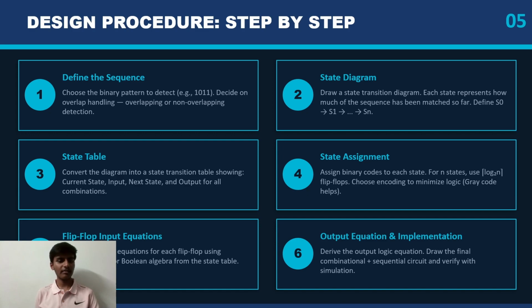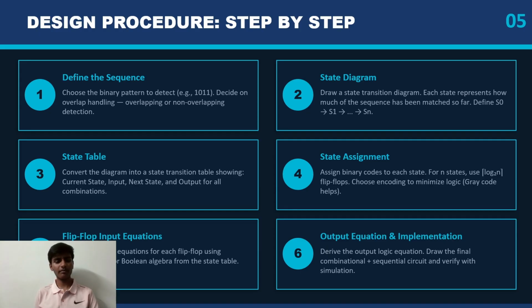Third is the state table. Convert the diagram into a state transition table showing current state, input, next state, and output for all combinations. Fourth is state assignment. Assign a binary code to each state. For n states, use log to the base 2 of n flip-flops. Choose encoding to minimize logic.